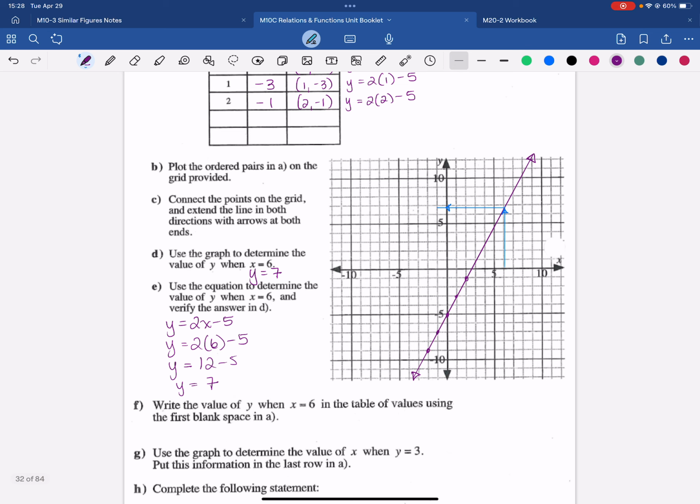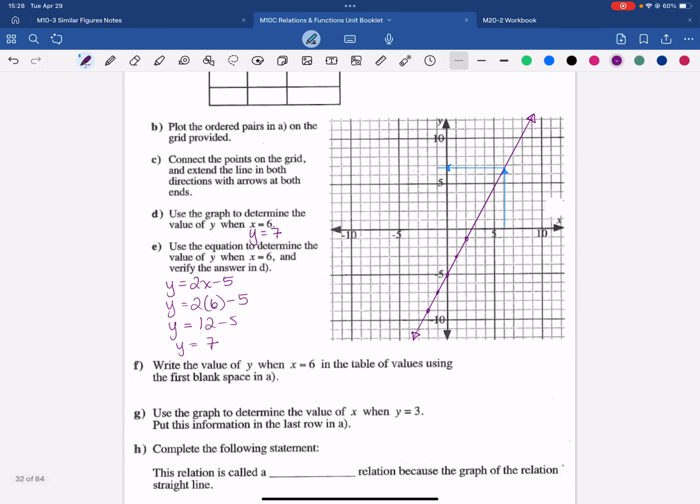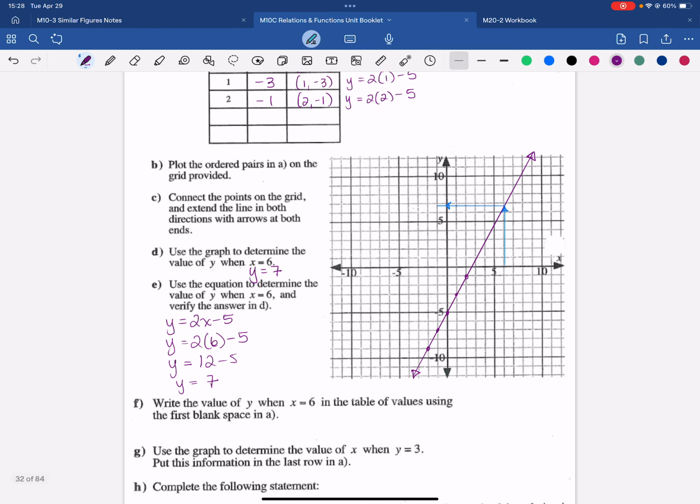And we talk a little bit about interpolation, which is looking within your graph at points that are beyond what you actually determined in your table. Okay, so then we're going to add this to our table. Our x was 6, our y was 7, which gives us an ordered pair of 6, 7.